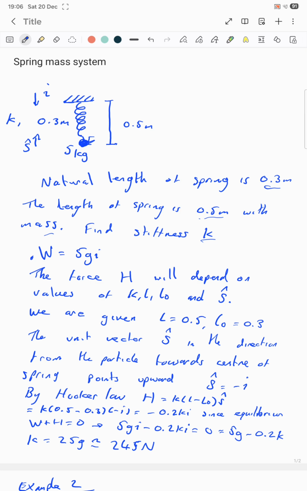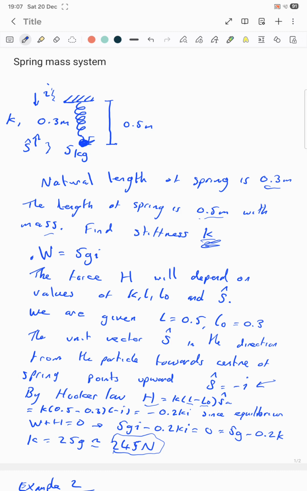The unit vector S hat is in the direction from the particle towards the center of the spring and points upwards, so it's given here, as you can see, the i here and the S here, so it's in the opposite direction. So by Hooke's law, H equals K(L minus L sub 0) in our direction S hat, and plugging in these values we get 245 newtons per meter for K, our stiffness of the spring.